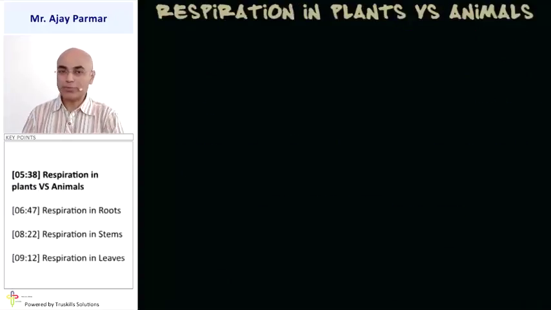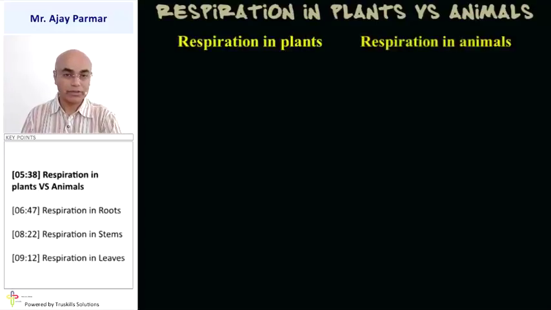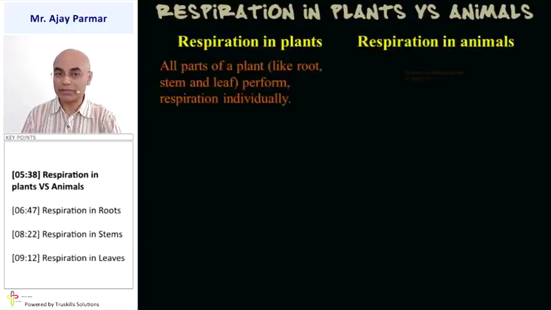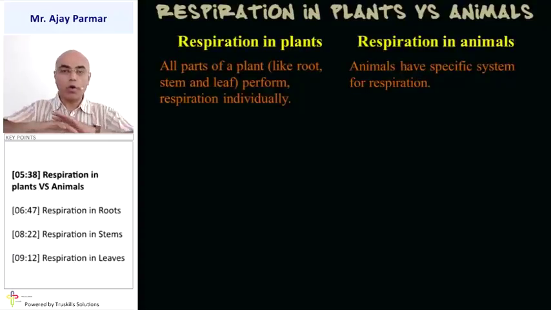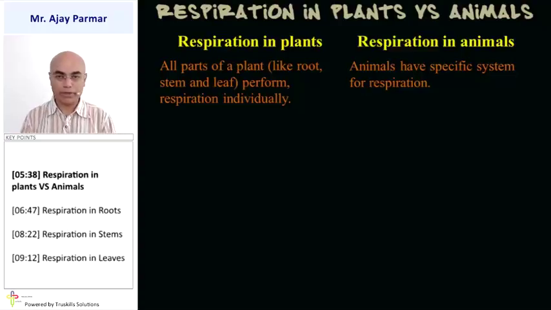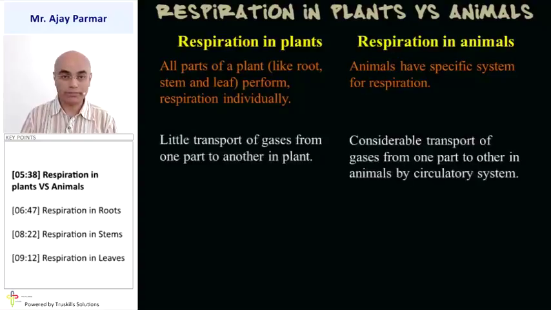Let us compare respiration in plants and in animals. In plants, all the parts, roots, stems, leaves, all of them perform respiration. Whereas in animals, we have specific respiratory systems in the body. Only that system performs the function of respiration.